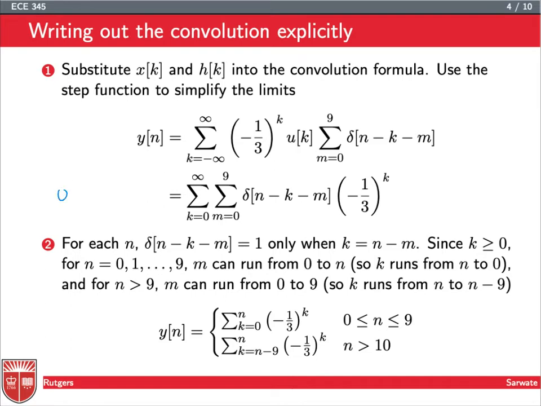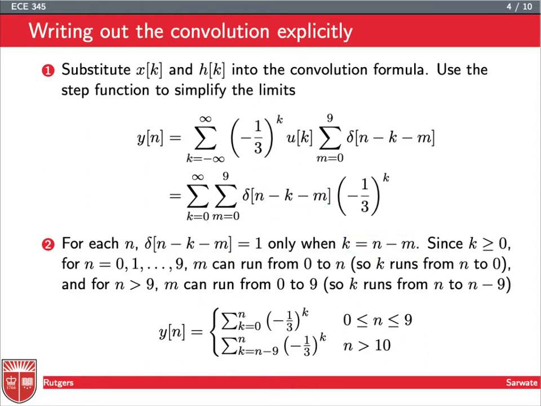So this u of k, remember, is equal to 0 if k is less than 0. So we get this limit only from 0 to infinity. I can pull this other summation out to get this summation here, and then I have delta of n minus k minus m times minus 1/3 to the k, and I have this sum over m. So now we can play around with this delta function, which is called the Kronecker delta function. Basically, delta of stuff is equal to 1 if and only if the stuff equals 0. So I basically need to figure out when this thing is equal to 0, and that's equivalent to saying k is equal to n minus m.